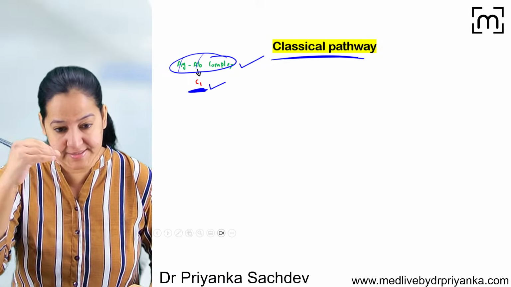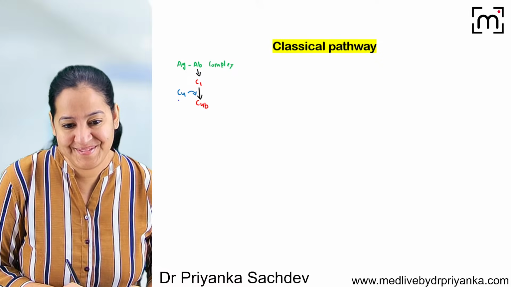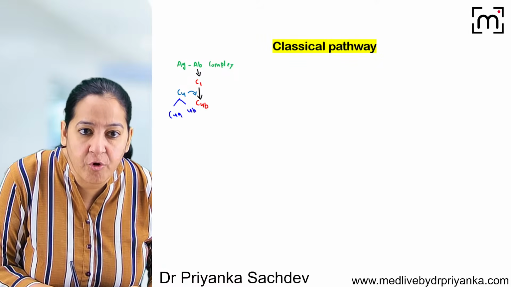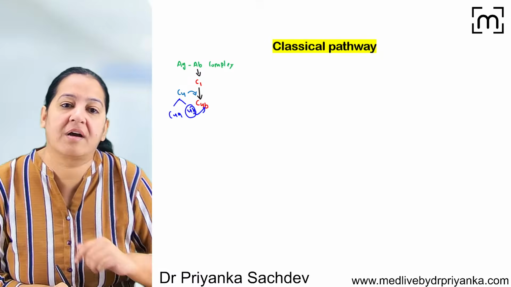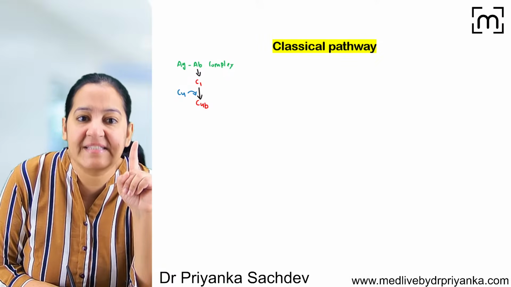Now let me tell you how it will proceed. C1 leads to activation of C4. Now C4 will split into 2 parts, C4A and C4B. I am interested in C4B, not C4A. C4B will continue the cascade. C4A is not continuing. So first we will start with C1.